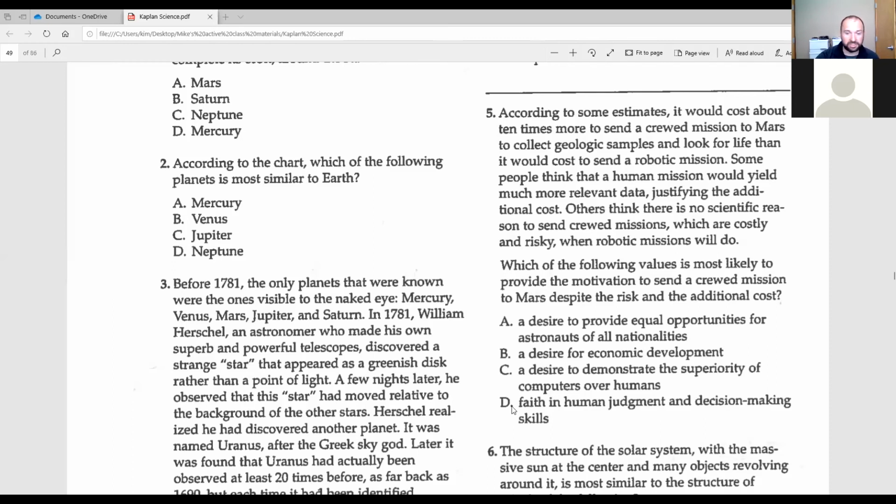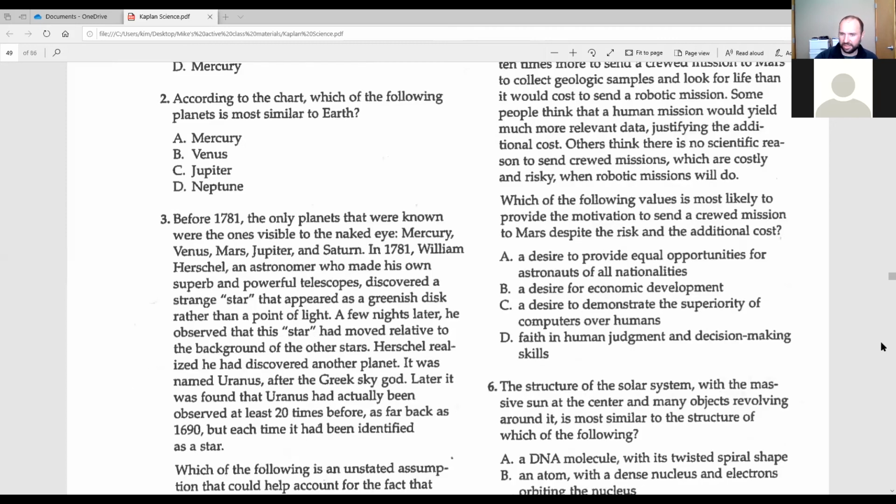Because somebody could say, well, yes, it's risky, and yes, it's going to cost a lot more, but having humans out there and having their judgment and their decision-making over a robot is going to be more valuable and ultimately provide more feedback than a robot. Those two things align, right? That value of human judgment and decision-making with sending a crewed mission over a robot. Those two things are compatible.